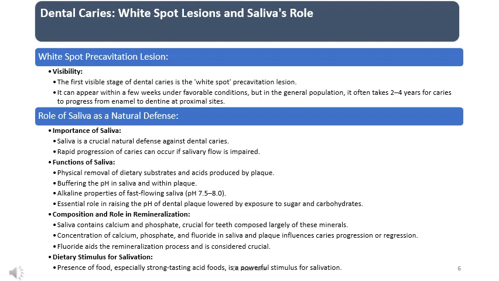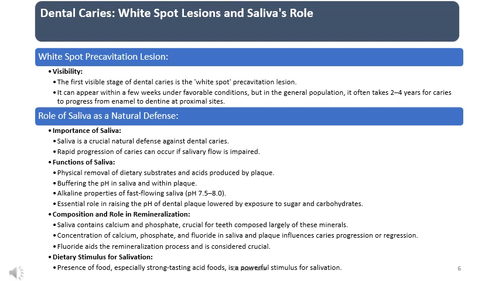Dental caries, white spot lesions, and saliva's role. White spot precavitation lesion. Visibility. The first visible stage of dental caries is the white spot precavitation lesion. It can appear within a few weeks under favorable conditions, but in the general population, it often takes 4 years for caries to progress from enamel to dentine at proximal sites.